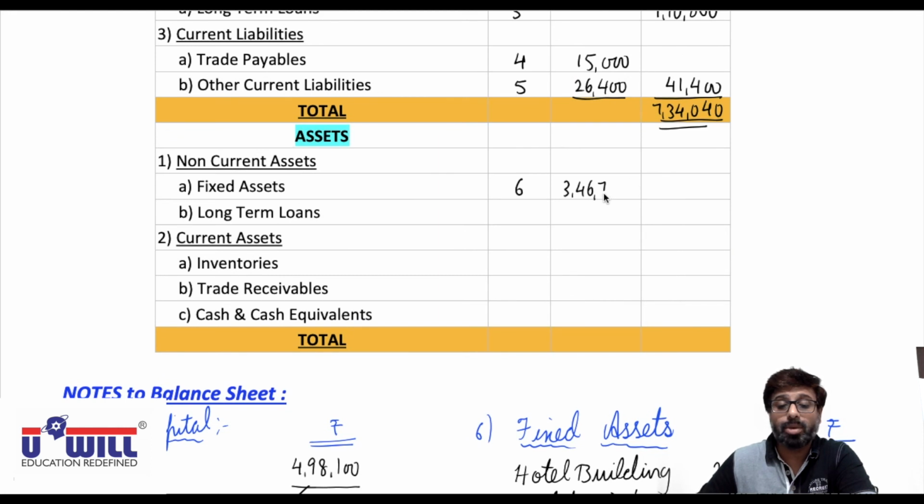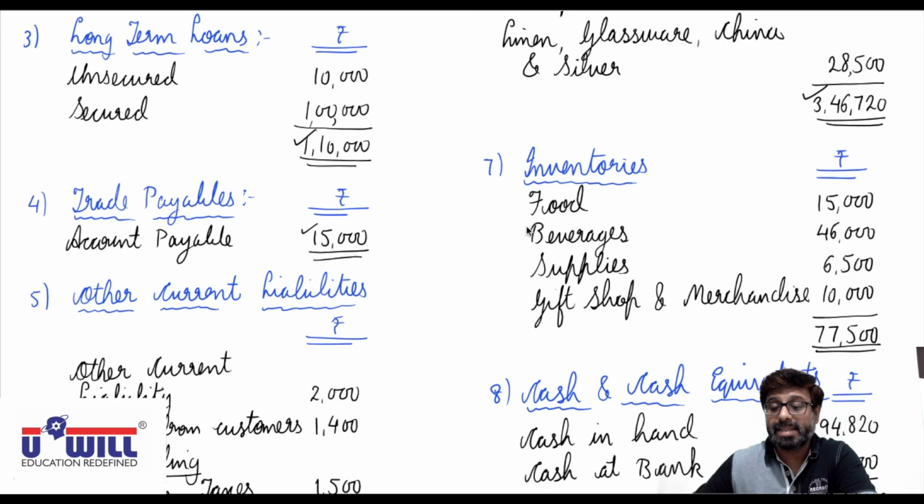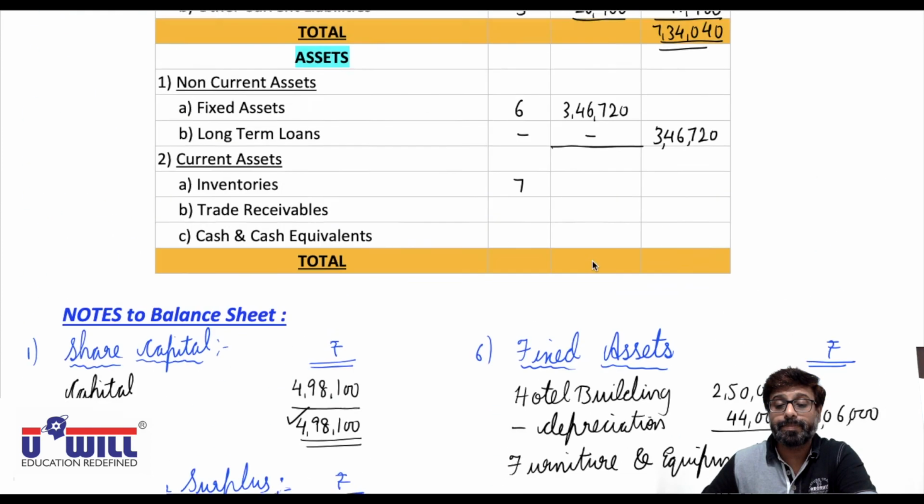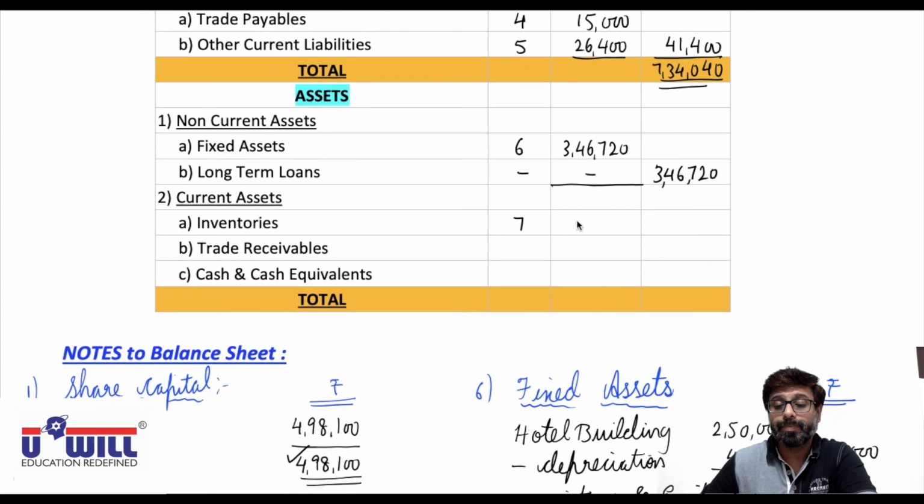Then long-term loans given we don't have. So total non-current assets are 346,720. Then current assets inventories from note 7 we get 77,500. Then trade receivables from note 8 we get.